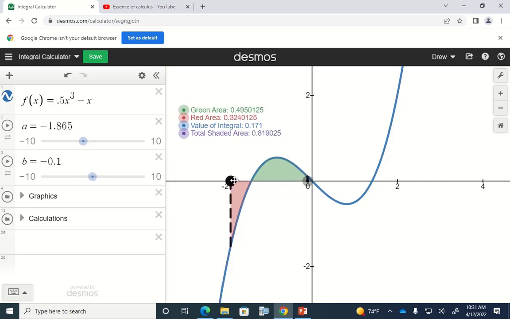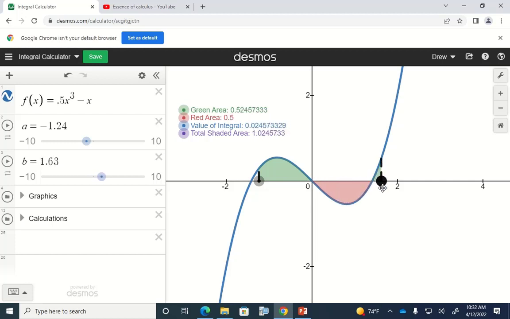If I get rid of my negative area and I only look at positive area, the value of my integral is going to be a positive 0.47. If I start to add more negative area to it, the value of my integral goes down as I'm adding more negative area.